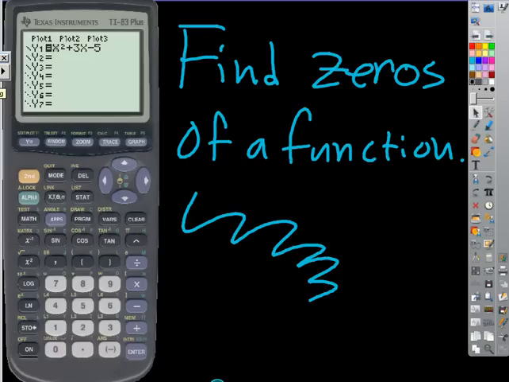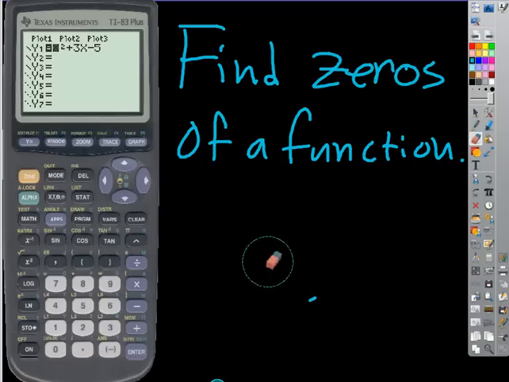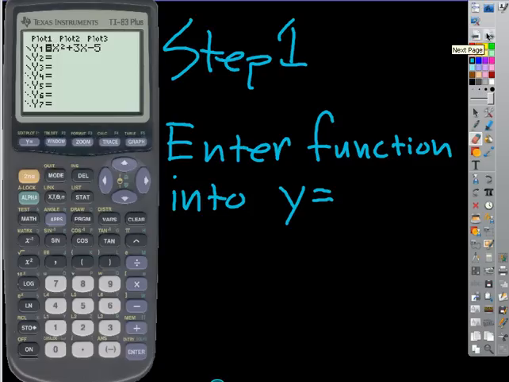Finding the zeros of a function is a process very similar to finding a maximum or a minimum point of a function. So we're going to go ahead and get started. First thing, of course, you need to do, step one, would be to enter the function into your y equals. So I've picked just randomly this function, x squared plus 3x minus 5.